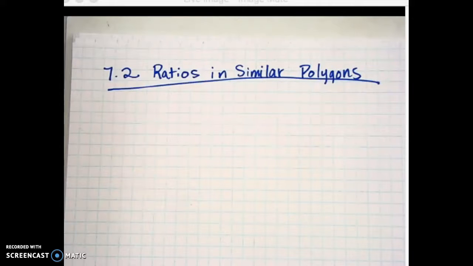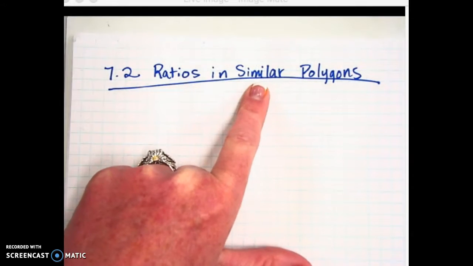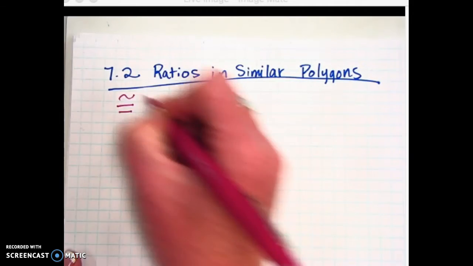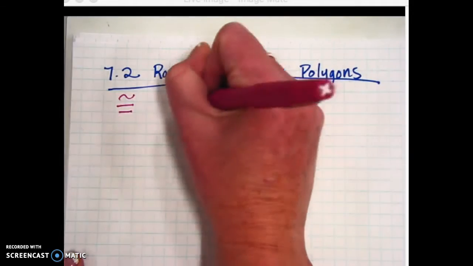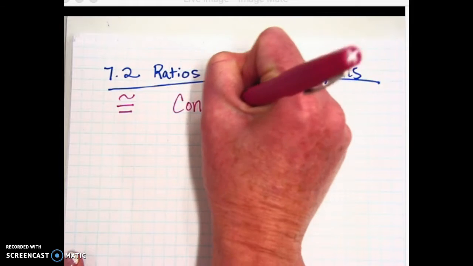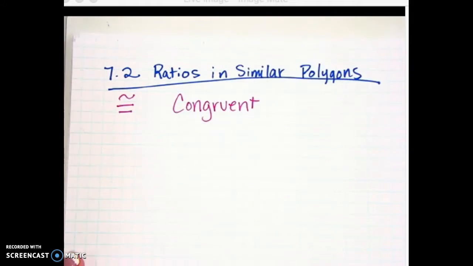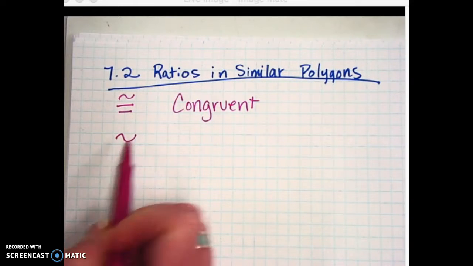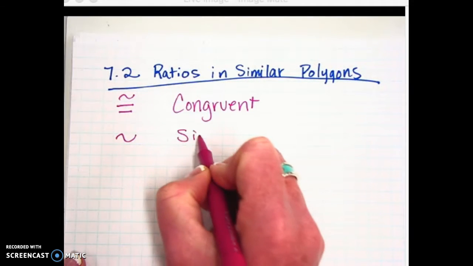Section 7.2 is called Ratios in Similar Polygons. Okay, so the first thing we're going to do is talk about the difference between this symbol, which you should all know, called congruent, and a new symbol that we're going to learn today, which is just the wavy part, not the equal part, and it's called similar.